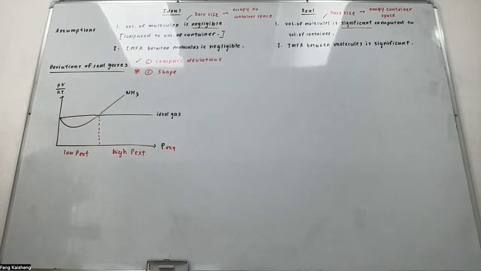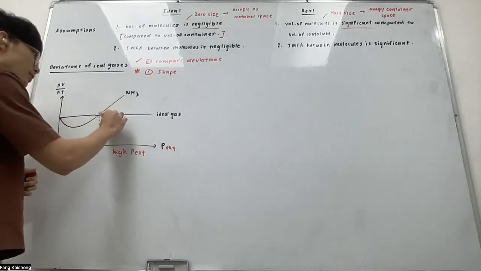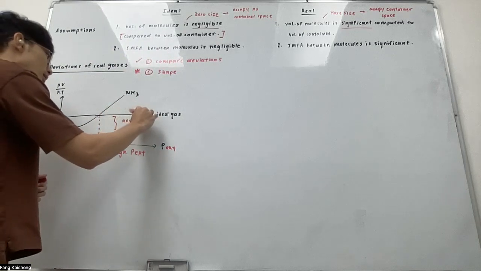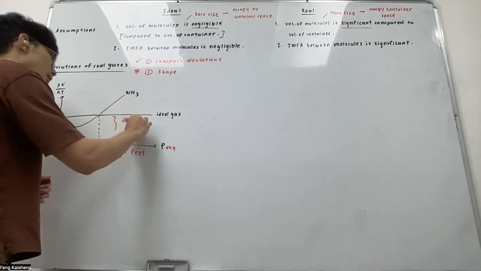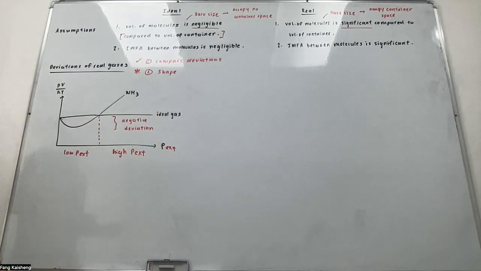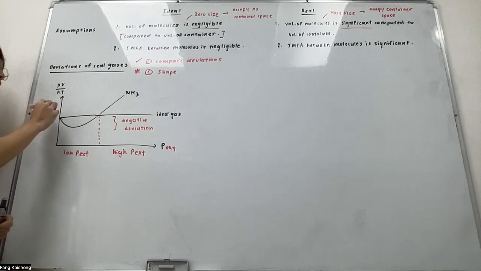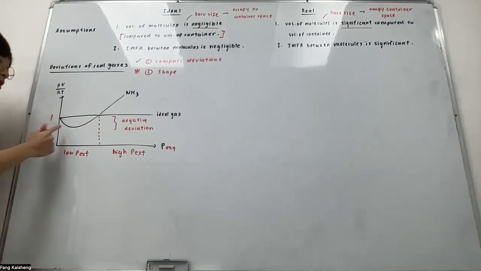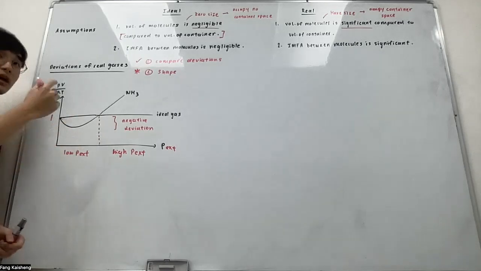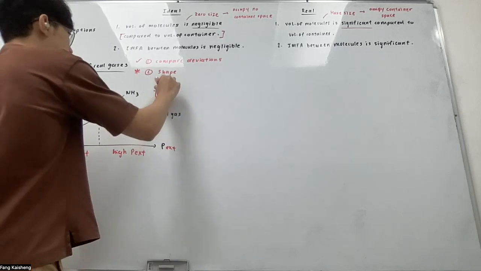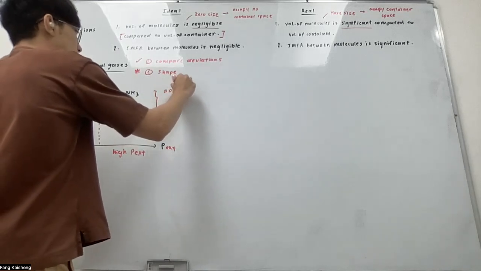Next thing I need you to indicate: this part of the graph here is called negative deviation. It's just a fancy term. It just means it deviates downwards. You have to take note that PV over RT is a value of 1 for an ideal gas. But then it deviates downwards below 1, so it's called negative deviation. Then up here, clearly it's positive deviation.